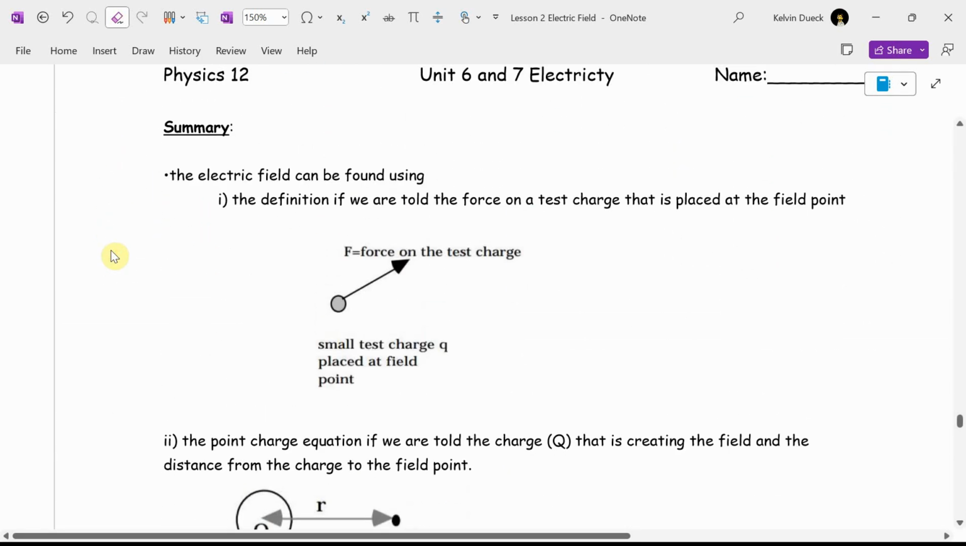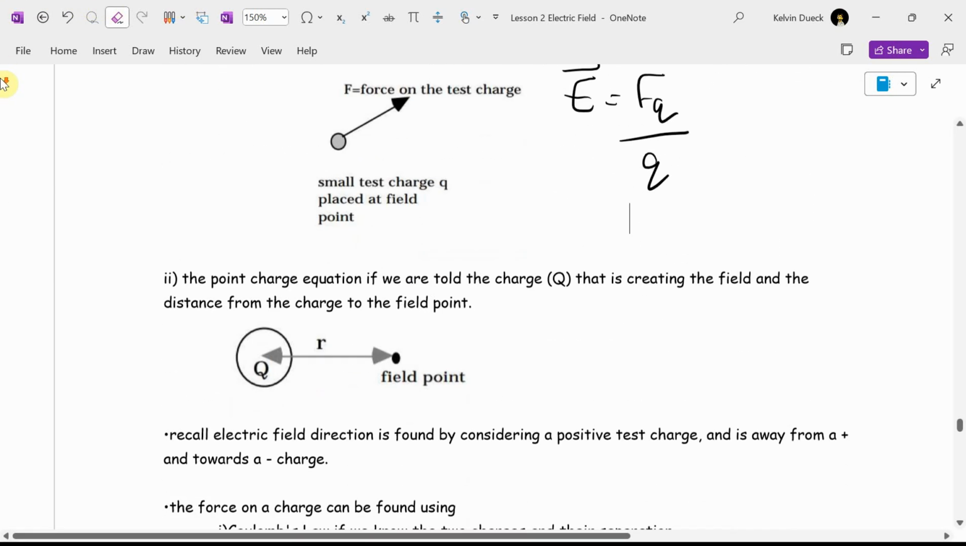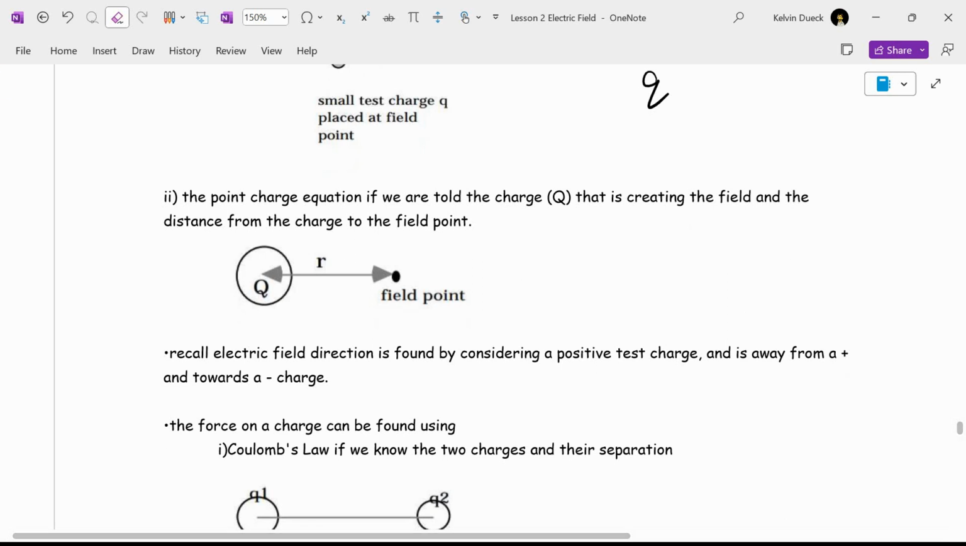Here's our summary. The electric field can be found using the definition. What's the definition? Newtons per coulomb, the units. Force divided by charge. That's if we know the force on a test charge placed at the field point. It can also be found if I know the planetary charge that's creating the electric field. That's going to be K big Q over R squared.